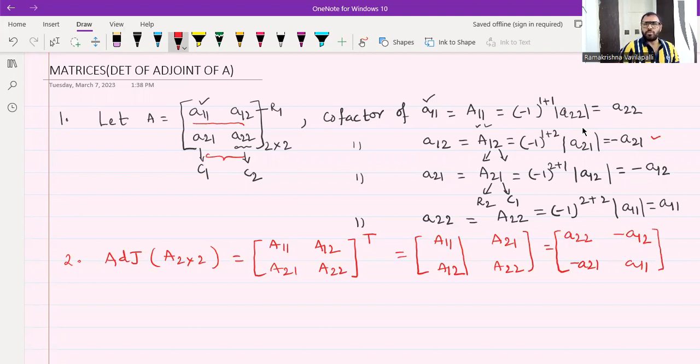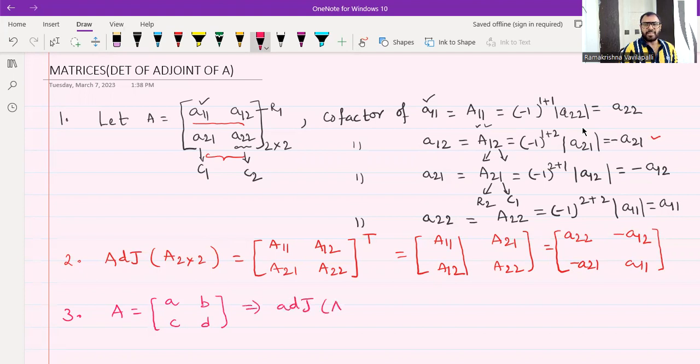This is very, very important. So now, suppose I give A equal to a, b, c, d. Well, then what is the adjoint of this matrix?